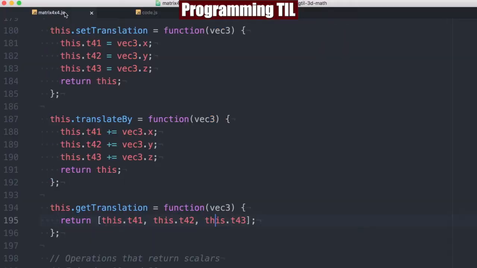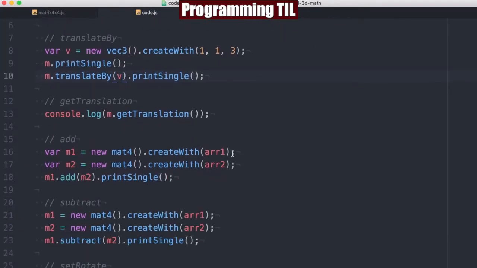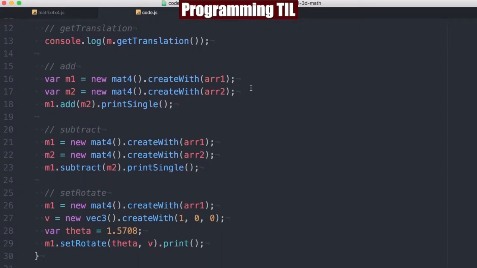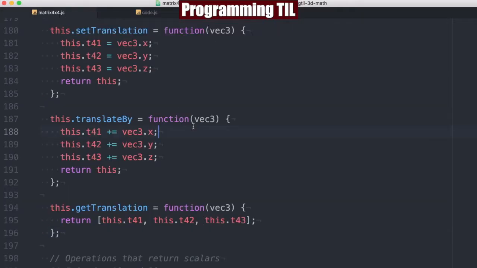So how does it work? Very simply, adding each of the components to the corresponding matrix piece. Very simple. Similarly, getting the translation is just returning those values. All right, so that was nice and easy. Addition and subtraction are also 100% what you would think they would be.